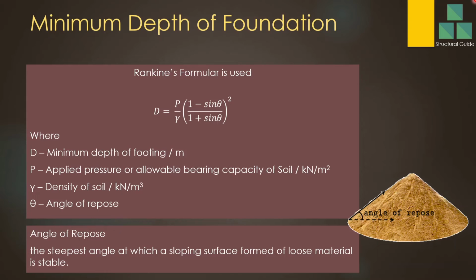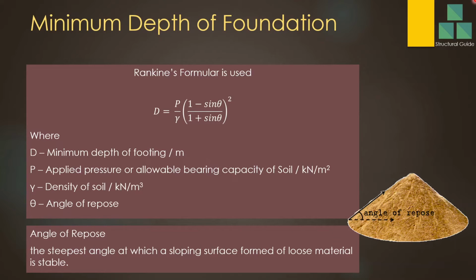Let's see how to calculate the minimum depth of foundation. Previously, we discussed the factors affecting the foundation depth, the factors to be considered. Here we are going to discuss the method of determining the minimum depth of foundation. The Rankine formula is used for this purpose. D equals P over gamma, into the square root of (1 minus sine theta) over (1 plus sine theta). So this is the Rankine formula used to determine the depth of foundation.